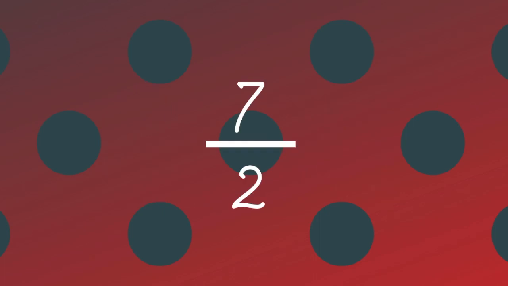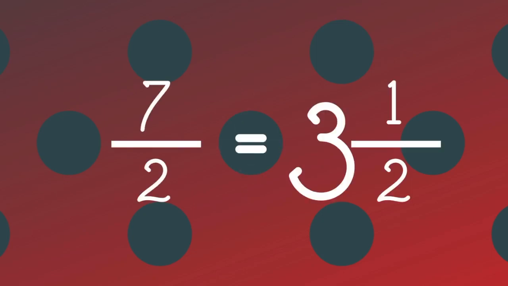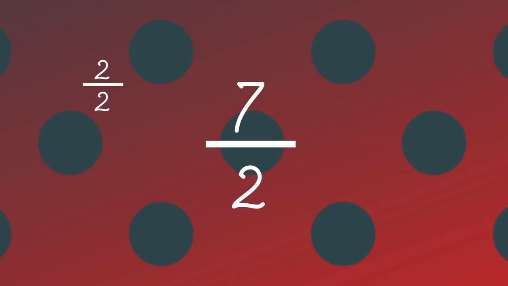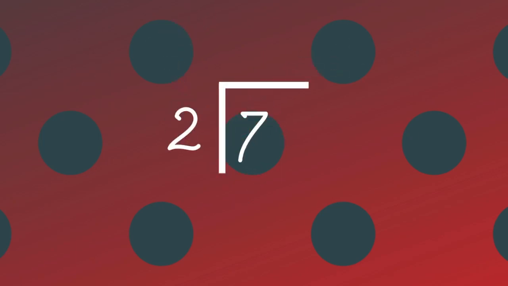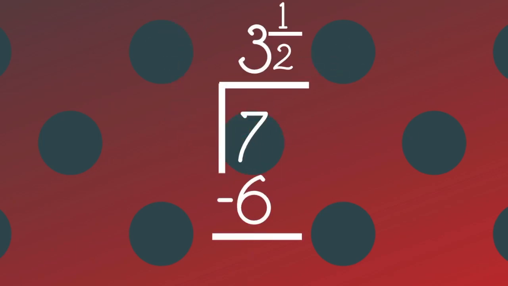How about one more? 7/2. What would that be as a mixed number? Three and 1/2. You can either pull out groups of 2, or you can just divide it, 7 divided by 2. Either way, you're going to get 3 and 1/2.